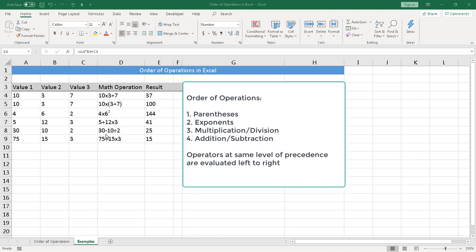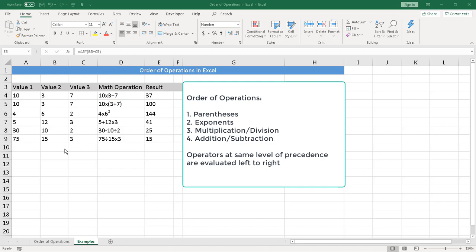The first math operation, 10 times 3 plus 7, contains multiplication and addition operators. In the order of operations, multiplication has higher precedence than addition. Thus, 10 times 3 is calculated first, which equals 30, then 7 is added to equal 37.